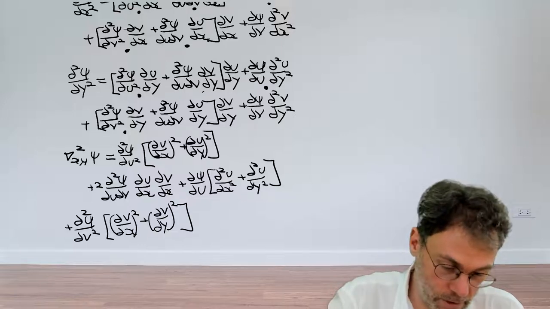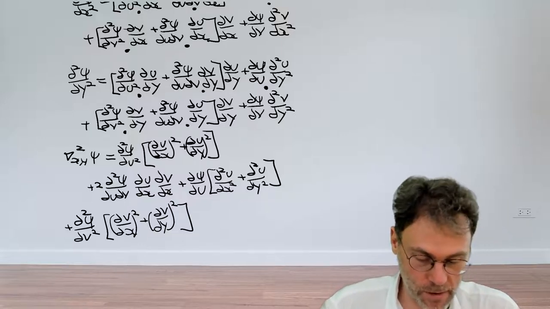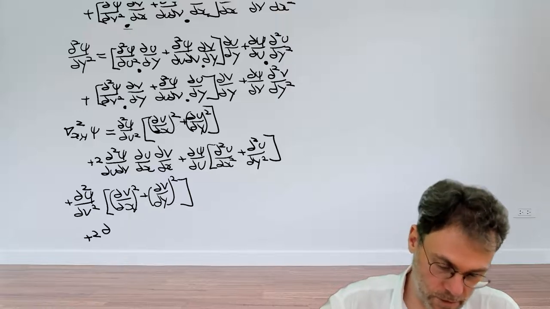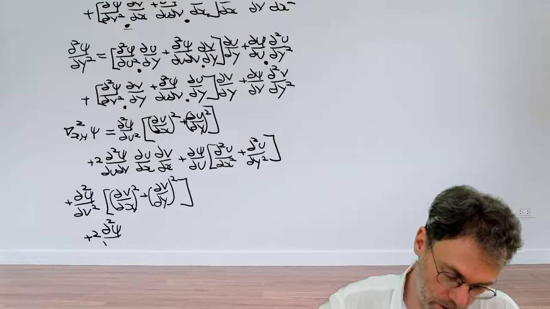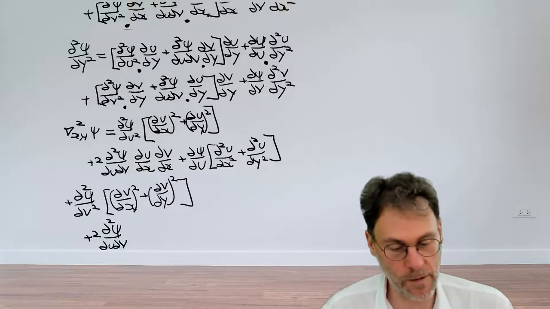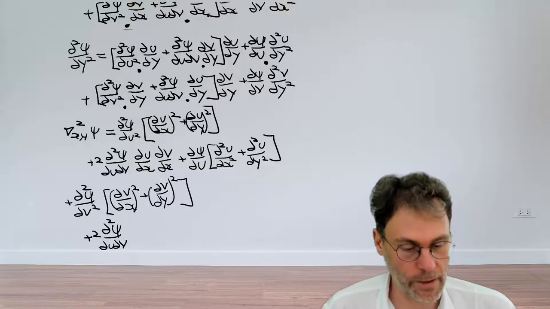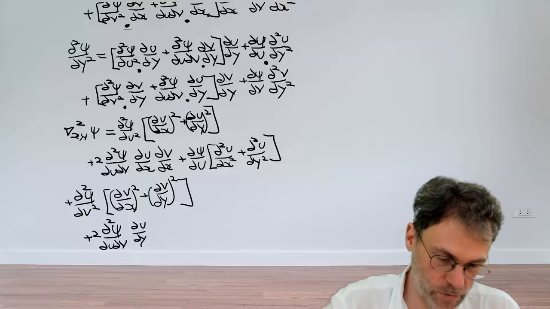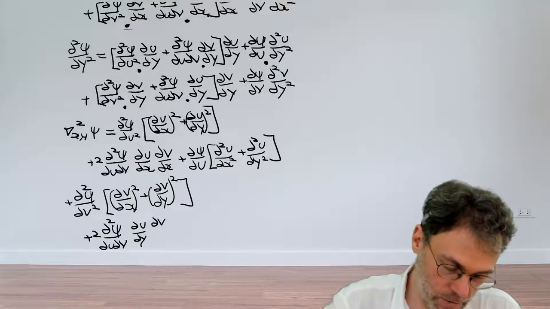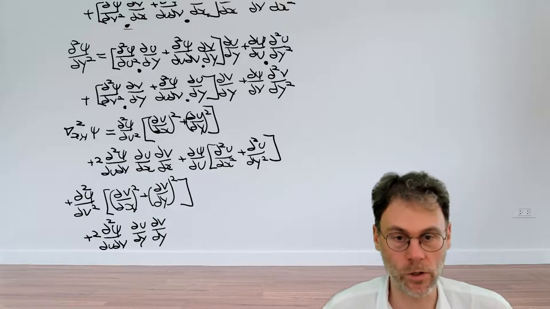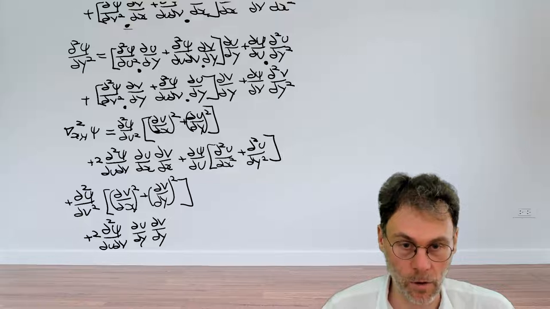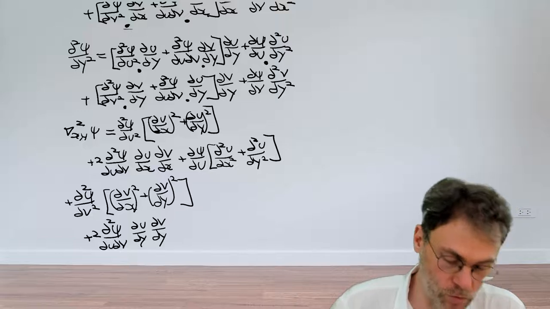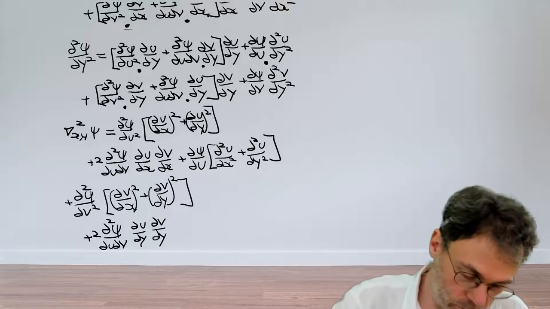Then we have these two terms, which are again the same. So we have two times the mixed derivative, d2 psi du dv. Okay. And then we have du dy, which appears, and also dv dy, which appears. Okay, good. And then at long last, we have two more terms, the final terms.